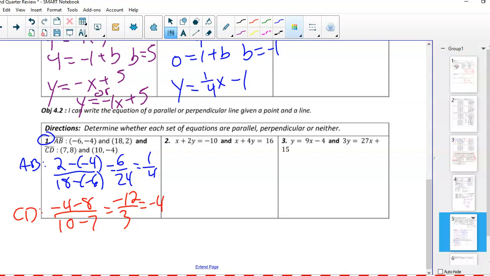Are these parallel, perpendicular, or neither? Perpendicular, because they're negative reciprocals. One is the flip version of the other, and one is negative and one is positive. Remember that the symbol for perpendicular is the upside down T.